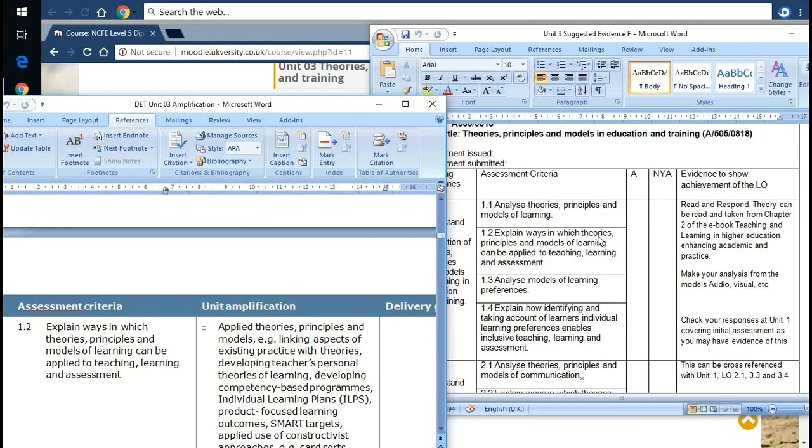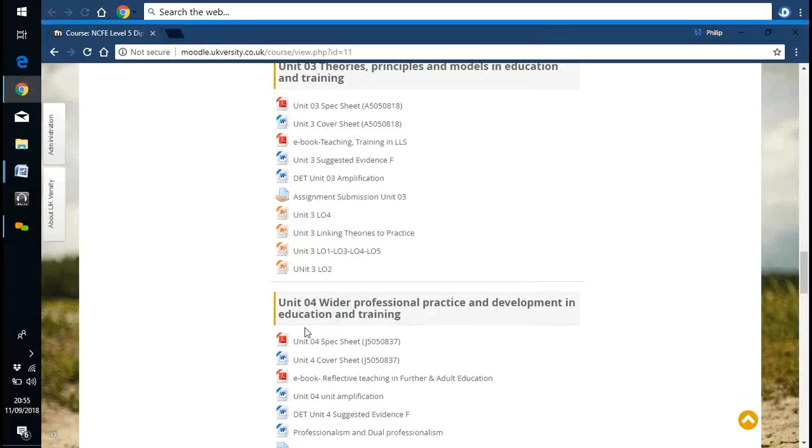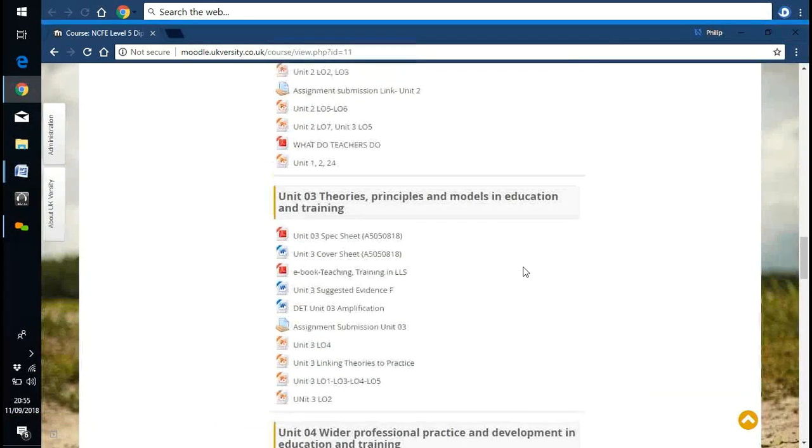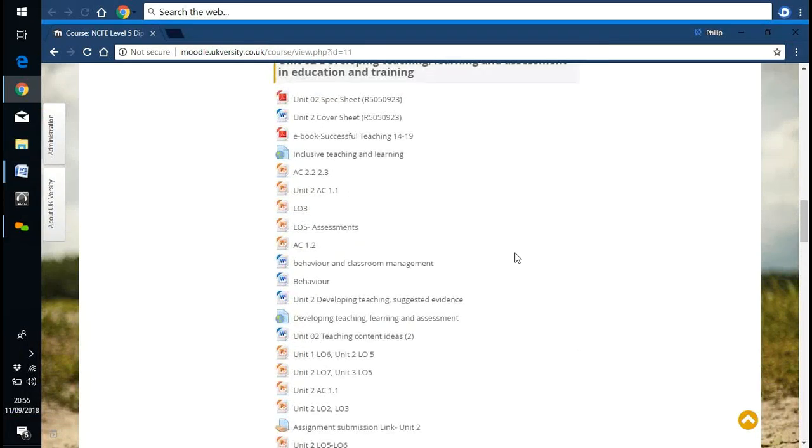As I said, you can possibly see now why I thought about running this unit first, because when you look at unit 2, if I just close those down for a minute now. If you look at unit 2, we go back to unit 2. We pick out suggested evidence.